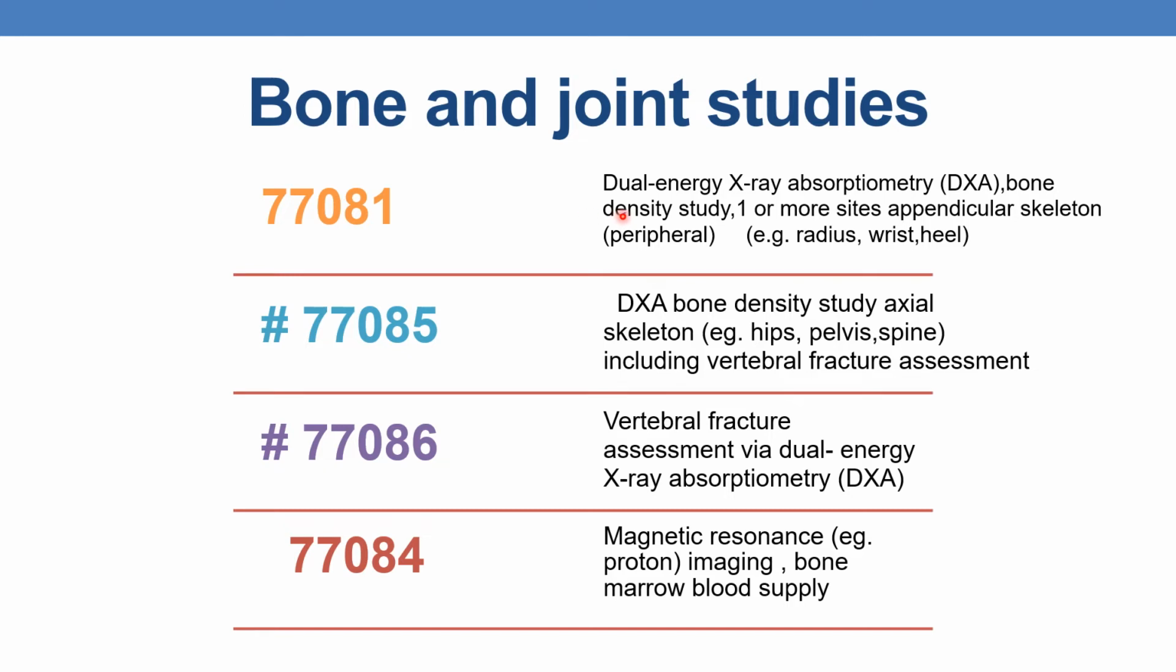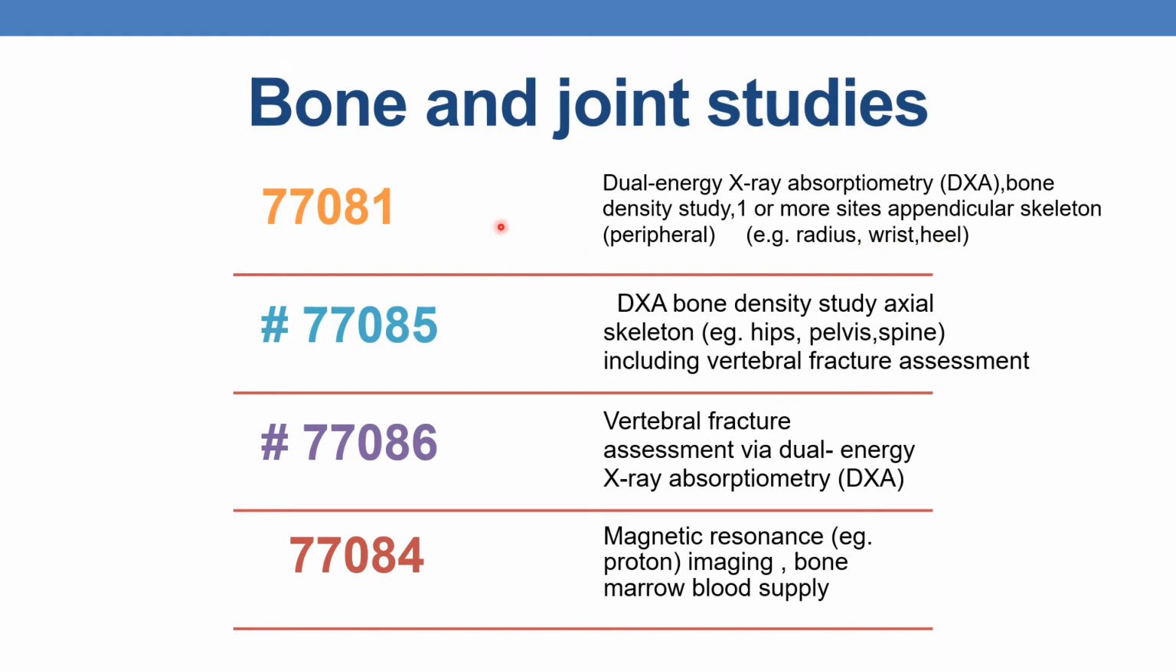Now coming to the next CPT, 77081. It deals with dual energy X-ray absorptiometry DXA, bone density study, one or more sites, appendicular skeleton, which deals with radius, wrist and heel. These are some of the examples.